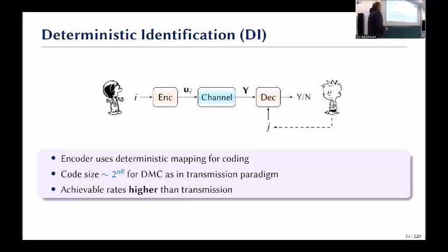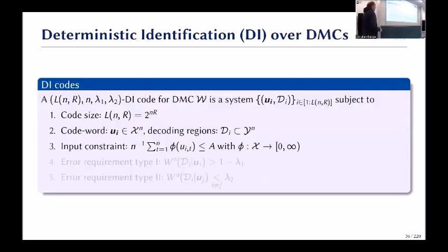Now let's come to the communication problem again. We can use this protocol now also to communicate. Instead of using it for communication complexity, like Yao did, we can ask what happens if we do this encoding, send u_i over the channel, and Bob just wants to know, is it my message, yes or no? In this part, we use deterministic mapping for coding and a code size of 2 to the nR for the DMC. And we will see that the achievable rates are higher than in the transmission case.